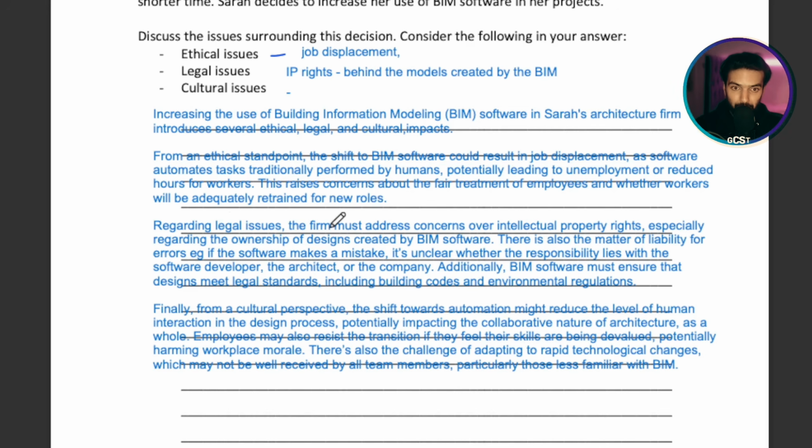Regarding legal issues, that's what's right and wrong. So the firm must address concerns over the IP rights, especially regarding the ownership of designs created by this software. There is also the matter of liability for errors. For example, if the software makes a mistake, it's also unclear who is responsible for the problem. Is it the software developer, is it the architect, or is it the company? Additionally, BIM software must ensure that designs meet legal standards, including building codes and environmental regulation.